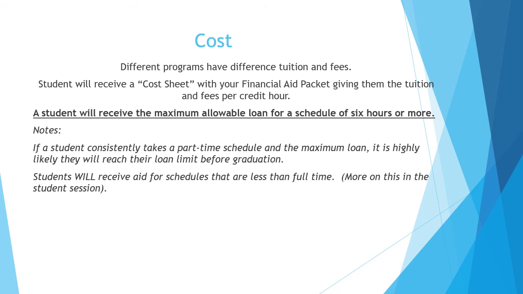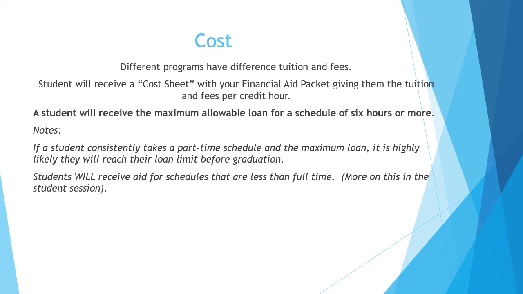Now for student loans, we always like to remind students they have to at least be in 6 credit hours to receive a student loan. And once you're taking 6 hours, you essentially qualify for your maximum student loan in that semester. With that in mind, if you know your student's going to be taking less than full time consistently, we always recommend for them to come talk to us just to kind of project out their plan.